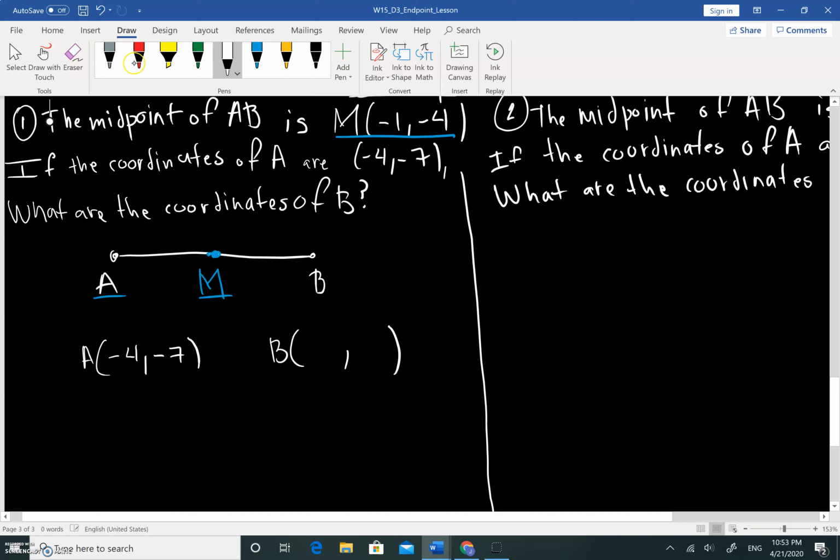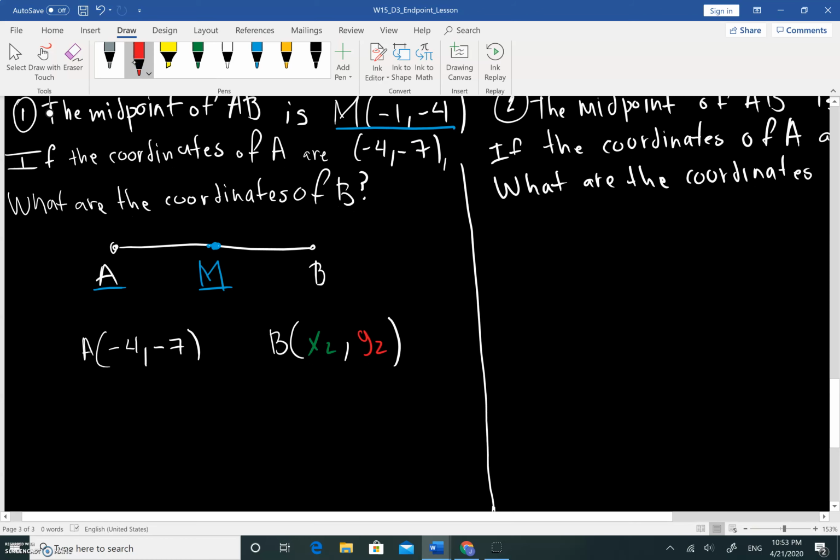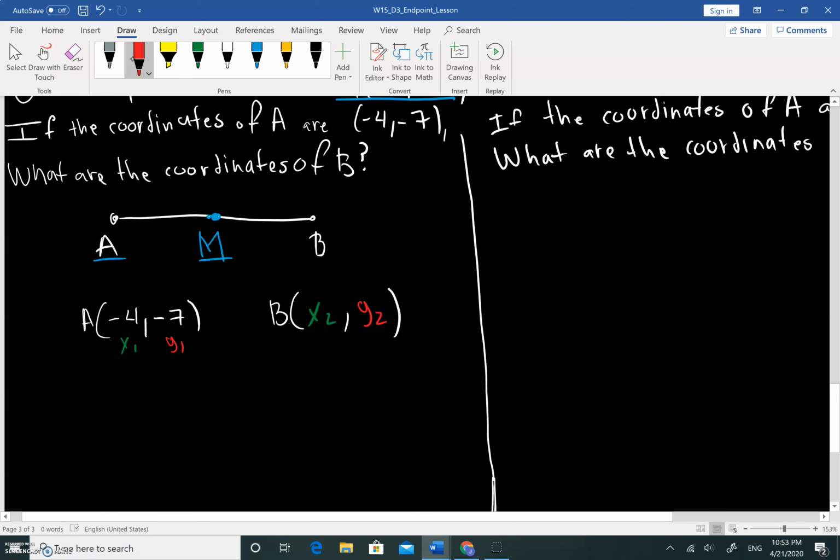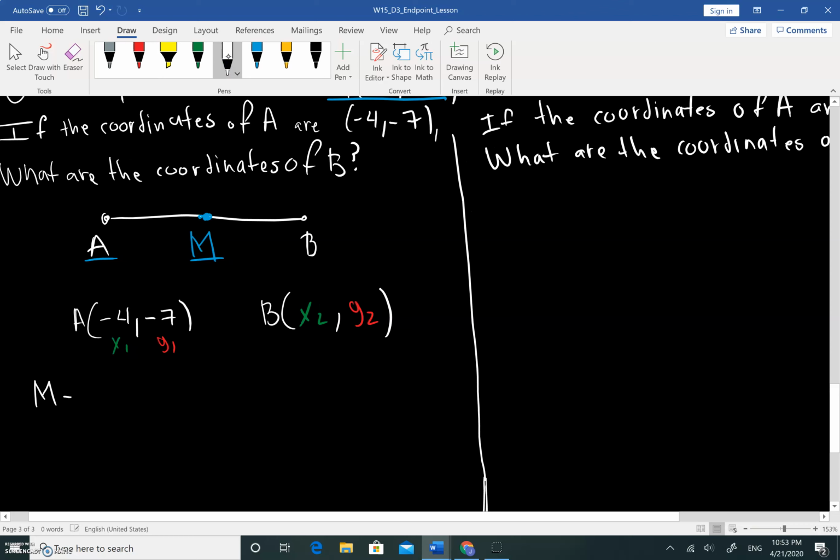So I'm just going to call them x2 and y2, because A would be my first point and B would be my second point. That's why I put a subscript of 2 on the bottom. Now, this is going to be my x1, y1. And now, what do we have to do? Well, we have to use our formula. Remember, M is equal to (x1 plus x2 divided by 2), or the mean of the x's, and then the other one's going to be the mean of the y's. So y1 plus y2 divided by 2.